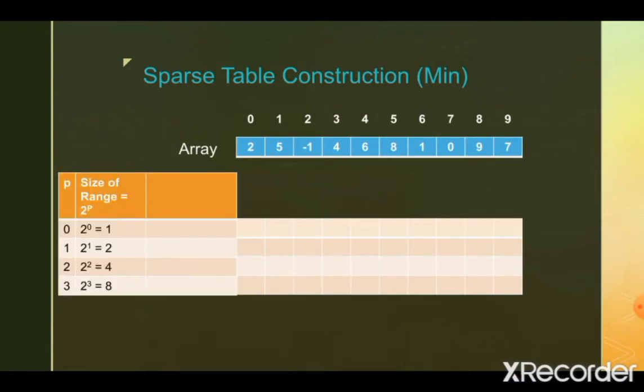Now, the number of rows is equal to the maximum power p of 2 such that 2 to the power of p is less than or equal to the size of the array. In this case, the size of the array is 10 and the maximum power of 2 that is less than or equal to 10 is 3, because for the next value 4, 2 to the power of 4 is equal to 16, which is greater than 10. Hence the maximum power is 3 and we start from 0. So 0 to 3, 4. So it contains 4 rows.